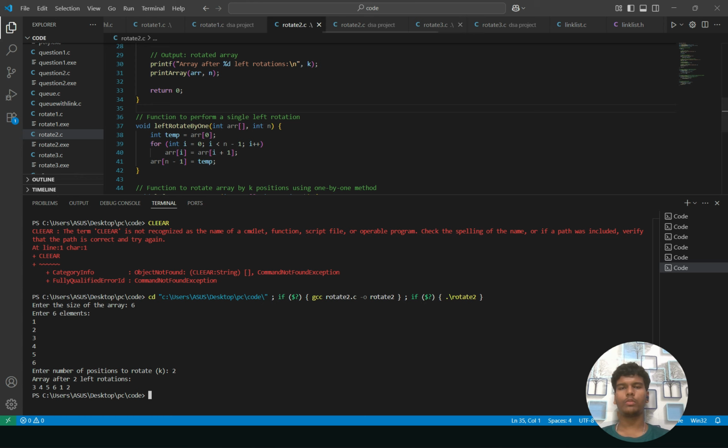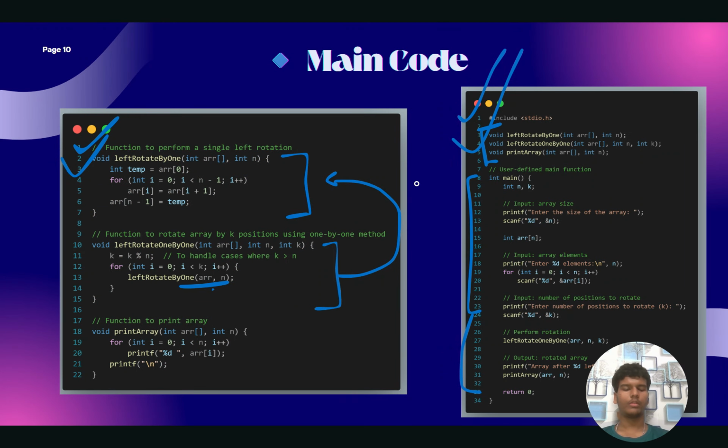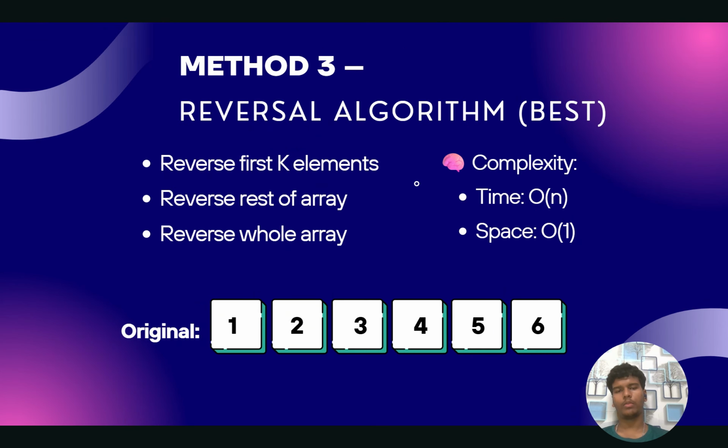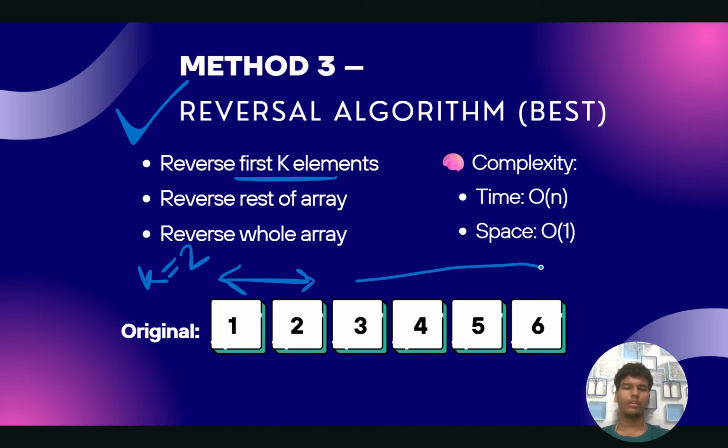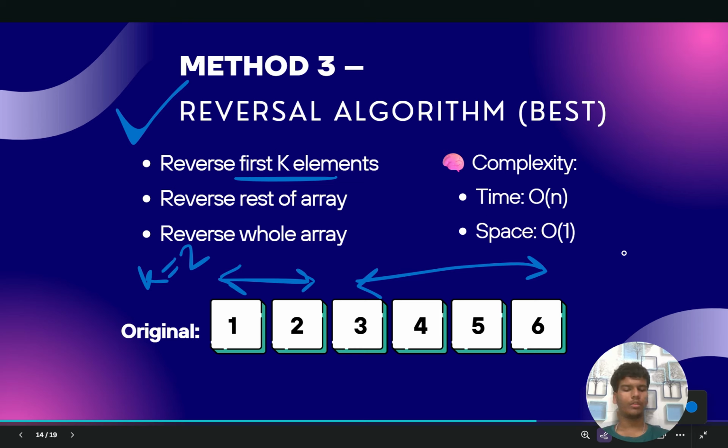Now let's move to the next method, which is said to be the best and the optimal one. So we have the reversal algorithm. What we do is we reverse the first k elements. As we have taken k equal to 2 for this one, we reverse 1 and 2, then we reverse the rest of the elements of the array, and let's see how it goes.